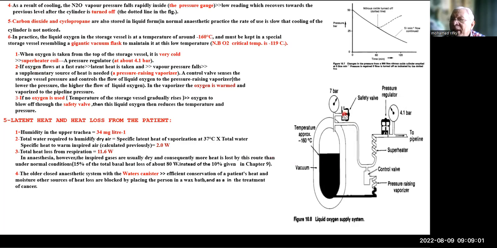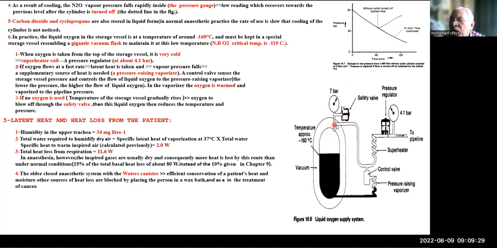We know that the critical temperature of oxygen is around minus 116. So this is the oxygen tank where oxygen is being liquefied. It has been put in a gigantic flask. This flask is capable to induce a vacuum. This vacuum is capable to keep the temperature, and then oxygen is being transferred from the top of it into the pipe system. The pressure of this tank is around 7 bar.